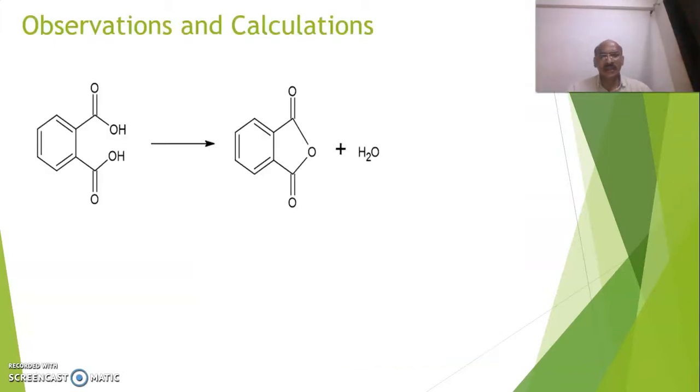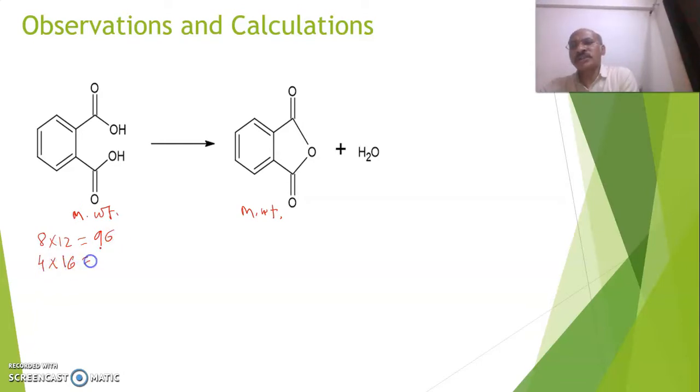Okay, this is the reaction. From the reaction we can calculate the theoretical yield. Now for that, the required parameters are the molecular weight of the reactant and the molecular weight of the product. That we have to calculate. 8 carbons are there, so 8 multiplied by 12, the atomic weight of carbon, is 96. 4 oxygens are there, atomic weight of oxygen 16, so 64.